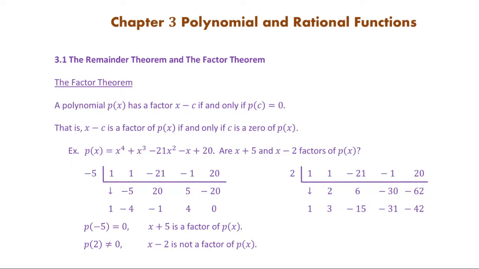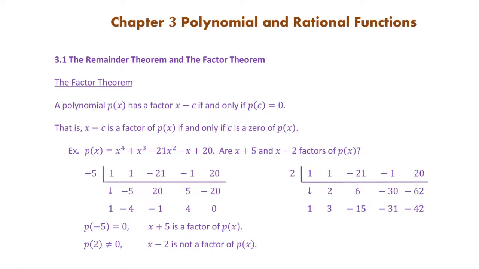Okay, so the next theorem we discuss is called the factor theorem. It says a polynomial p has a factor x minus c if and only if p of c equals 0. So if you got the remainder equal to 0, obviously x minus c is a factor, right? Because you only get a quotient. There's no remainder. Everything is just cleared up.